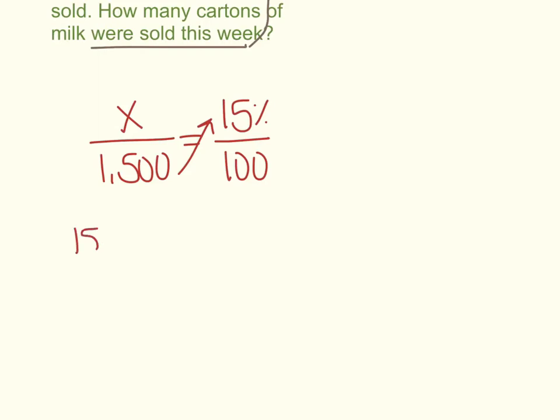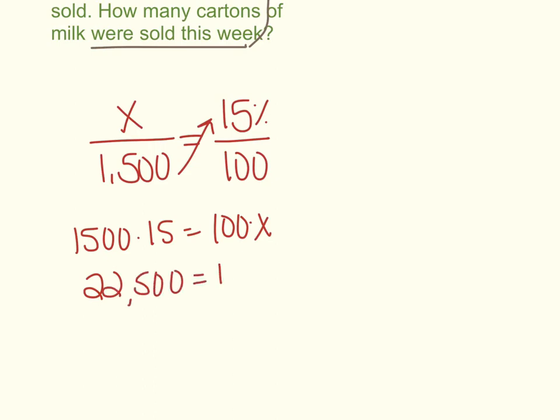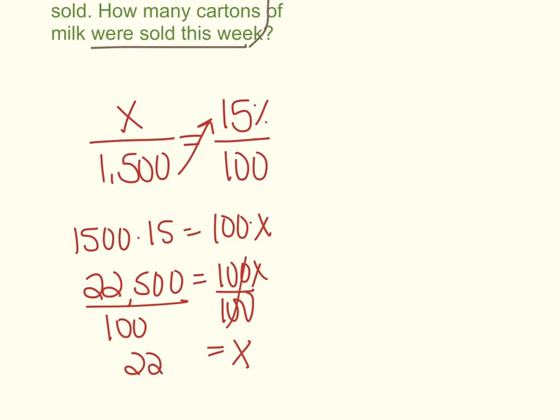We have 1,500 times 15 equals 100 times x. 1,500 times 15 is going to give me 22,500 equals 100x. Isolate my variable by dividing both sides by 100. X is going to equal 225.